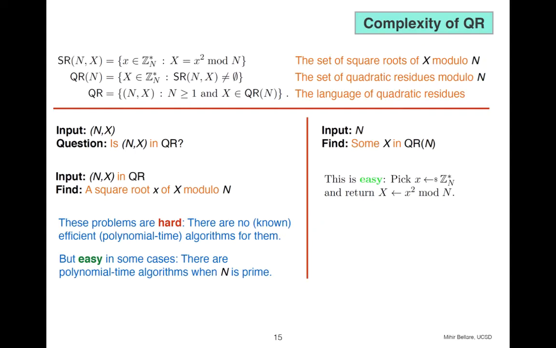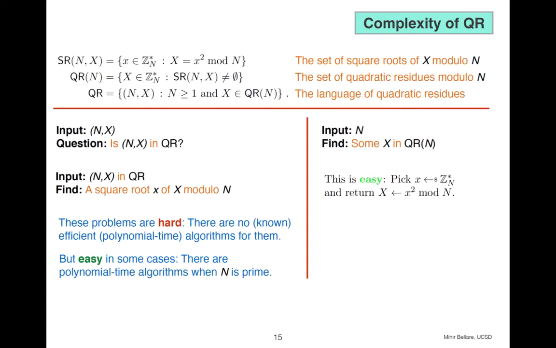Why is this interesting here? Because now if Peggy makes a claim, look, I have a pair n comma x and it belongs to QR, Vic finds that claim interesting because he couldn't test on his own that it's true. He needs Peggy's help to determine it.